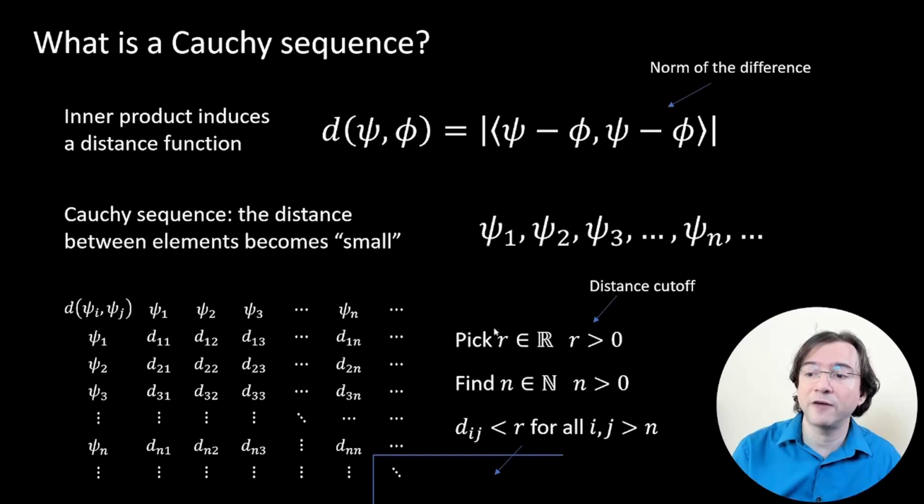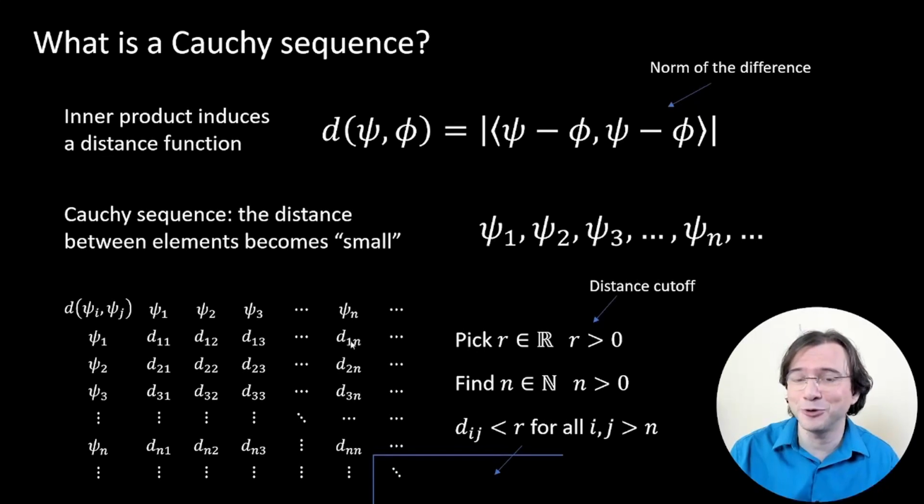if whenever we pick an R, that basically functions as a distance cutoff in terms of how far things are apart, we can find an N such that after that N, all the elements are close to each other, that the distance between them is less than R. So what happens is that we picked an R, we found our N, and all the elements here in this infinite table are less than R. So we can imagine that as we progress down, the values become smaller and smaller. And so this is the criterion of convergence, which is not very easy to understand.